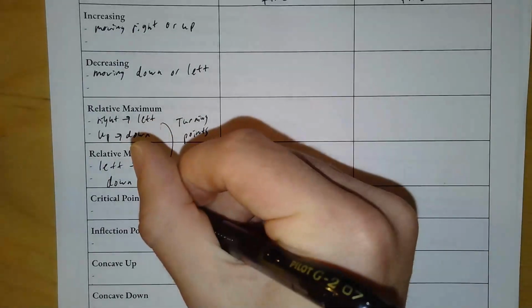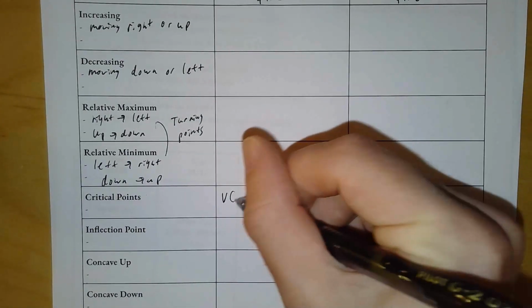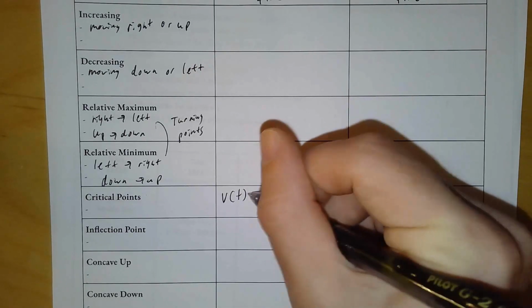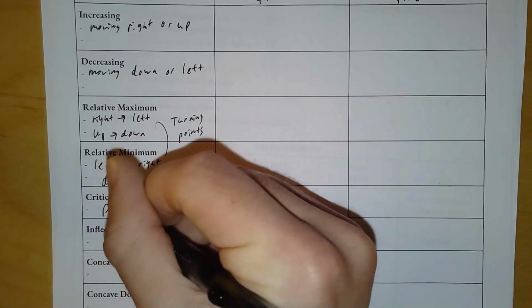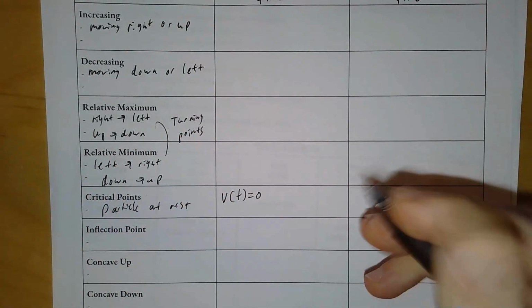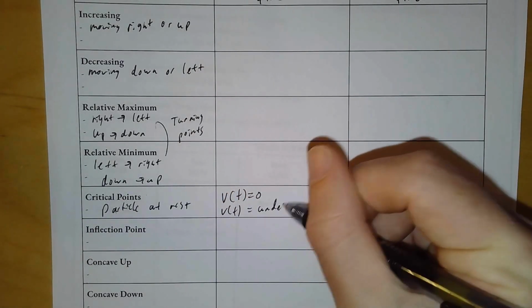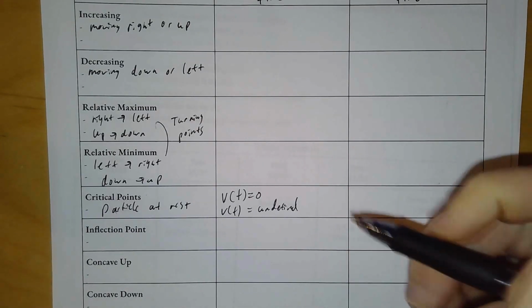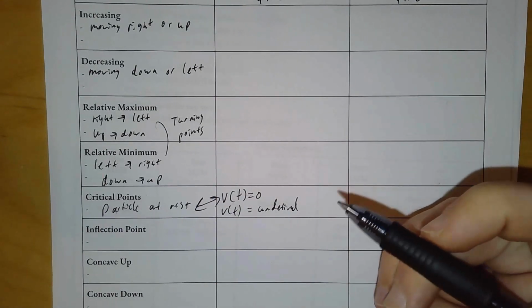I just want to make sure, when the derivative equals 0, if v, I'll put that over here, if the velocity equals 0, then the particle is at rest. Right here you say particle at rest. Or sometimes v of t is just undefined. But the connection here is important: when the velocity is 0, the particle is at rest.